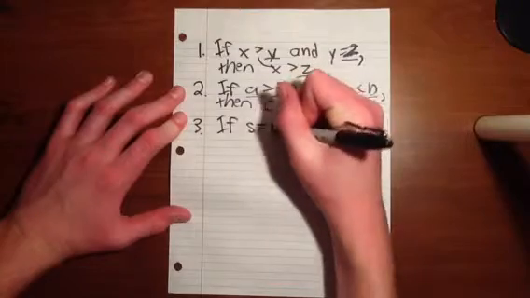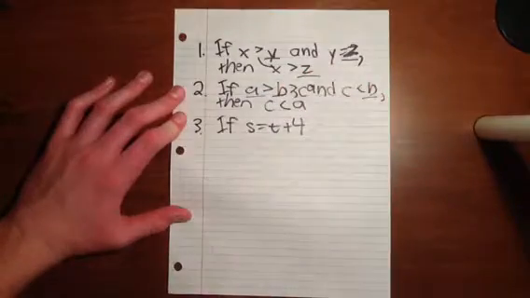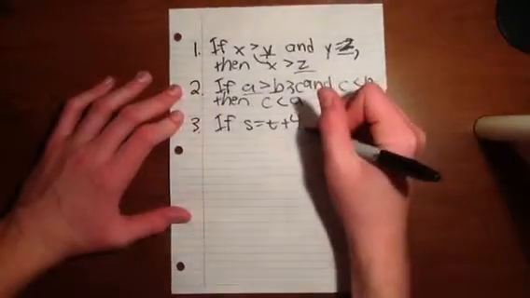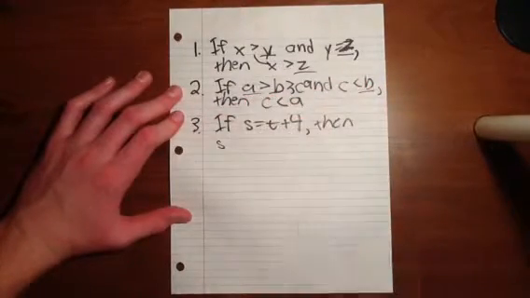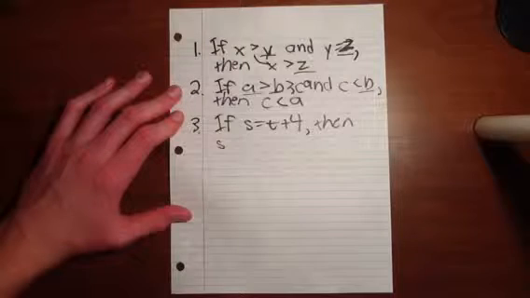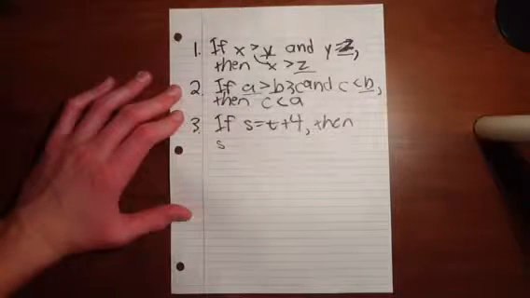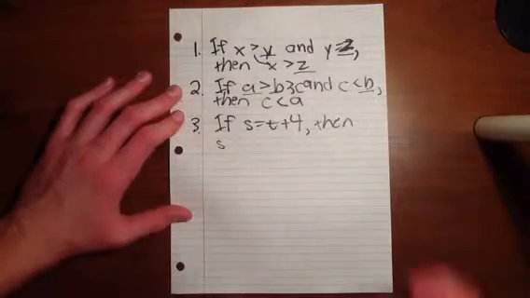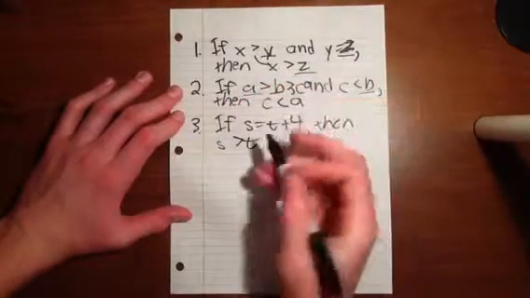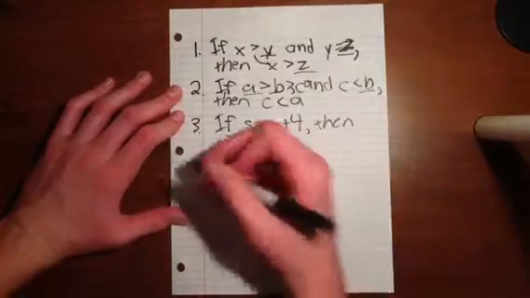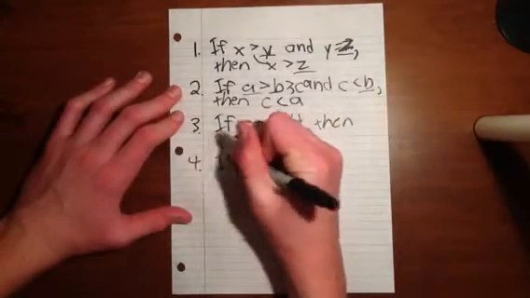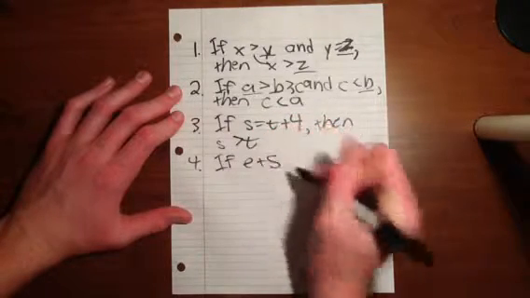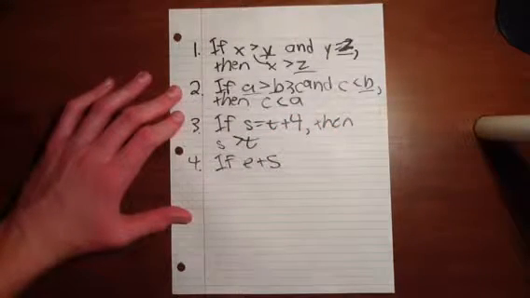If s equals t plus 4, then s, and the answer, is that s would be greater than t, because s equals t plus 4, so s minus 4 would equal t, so s is greater than t.